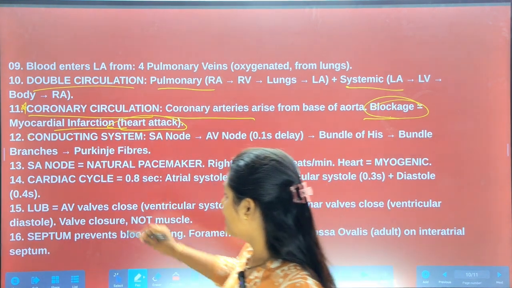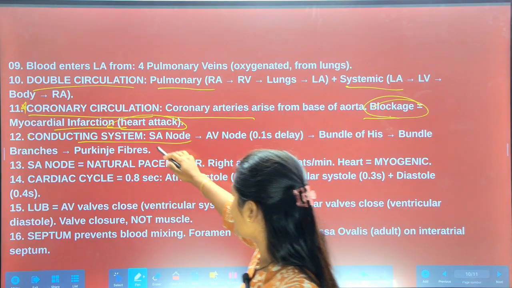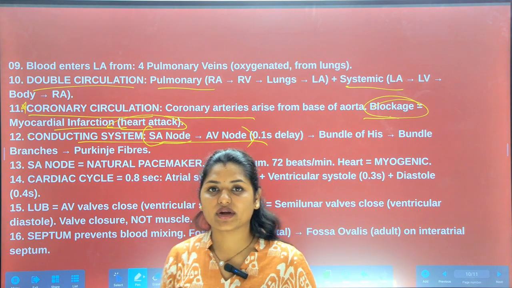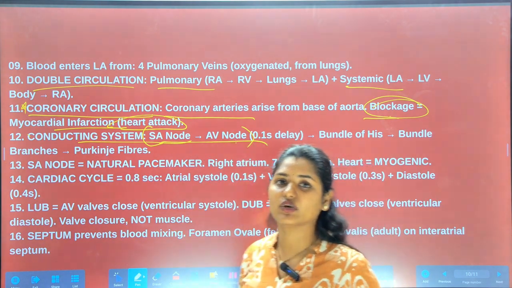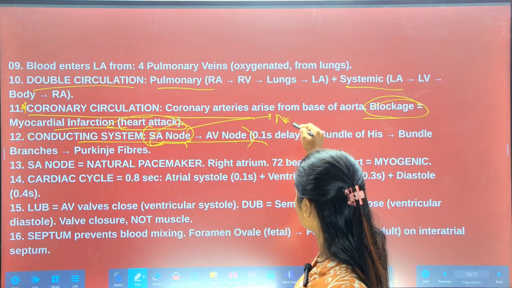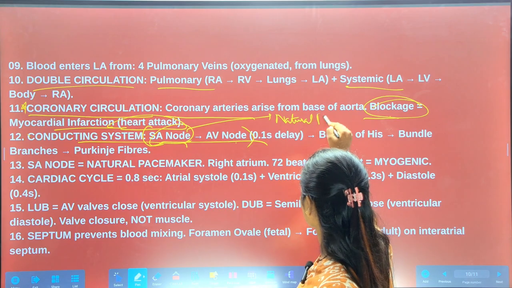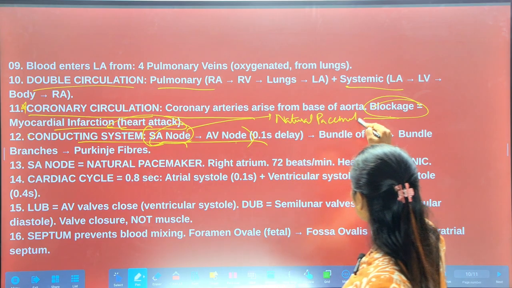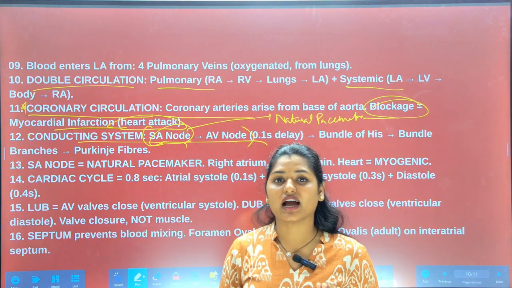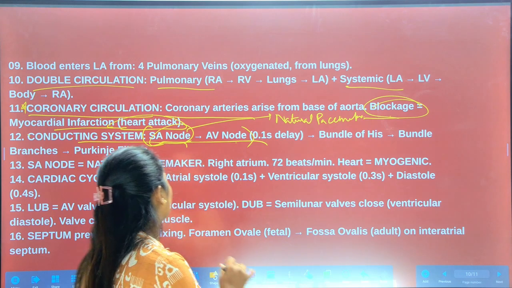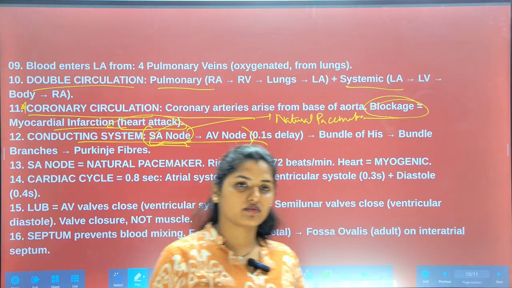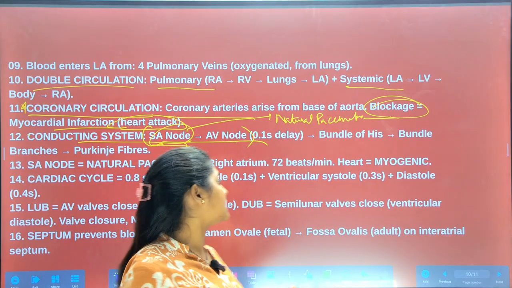Now, the conducting system. Here we have the SA node and AV node. SA node is the sinoatrial node, and AV node is the atrioventricular node. This one is called the natural pacemaker. If there is any damage in the SA node, we can replace it with an artificial pacemaker.